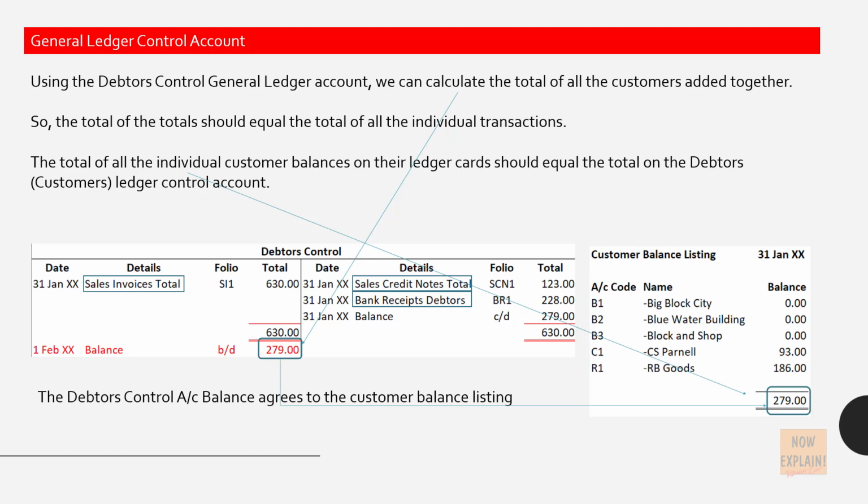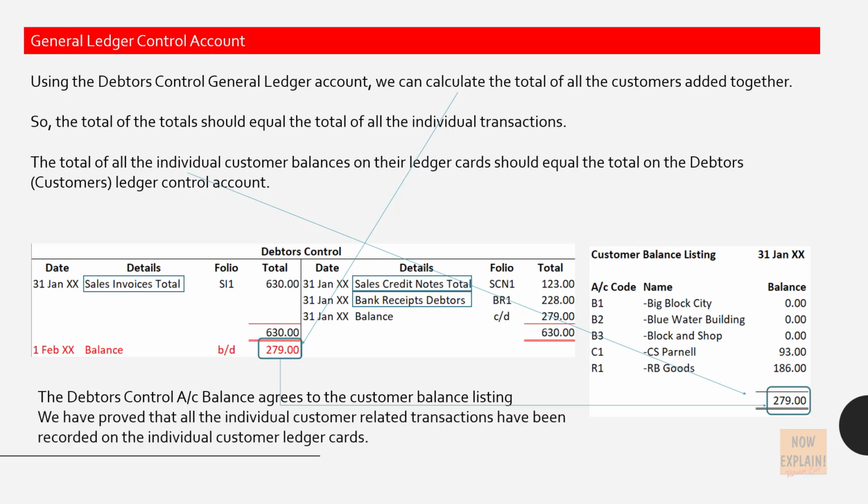In this case, the debtors control account balance agrees to the customer balance listing. We have proved that all the individual customers' related transactions have been recorded on the individual customer ledger cards.